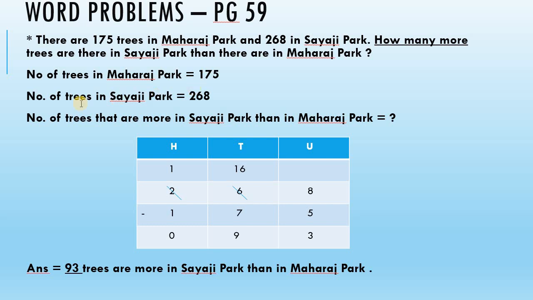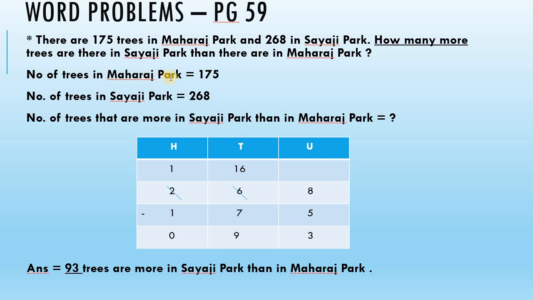Page 59, the first one. Now you cannot write the statements in your textbook, boys. There is less place, so I'll be giving you the statements to be written in your notebook, in your assignment section. The first word problem: there are 175 trees in Maharaj Park and 268 in Sayachi Park. How many more trees are there in Sayachi Park than there are in Maharaj Park?